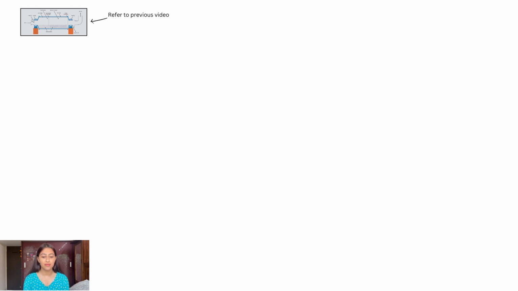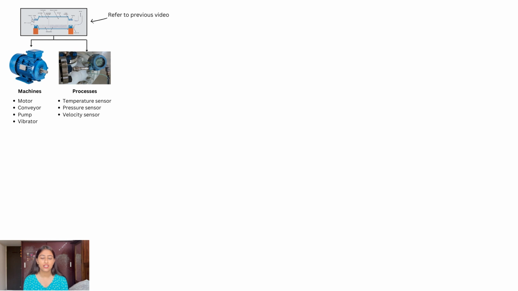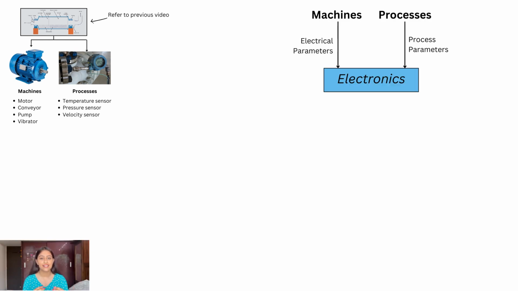Now you must remember that in the last video, we ended up at this picture of a ball mill in a cement plant which is used for crushing and grinding the materials into an extremely fine form. It comprises the lowest level of elements inside a cement plant, that are machinery and processes. This machinery can comprise motors, conveyors, pumps, vibrators, etc. And apart from this, we have processes which are controlled by sensors like temperature sensor, pressure sensor, velocity sensor, and many more. From these machines and processes, parameters are sent to the electronic devices present in the plant.